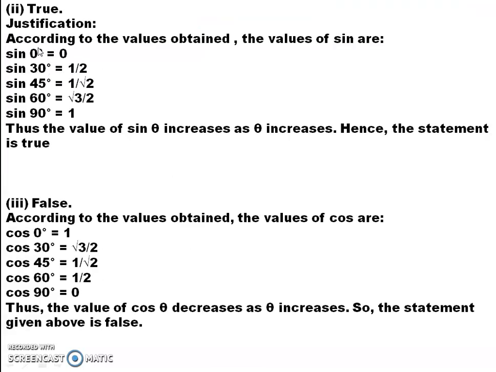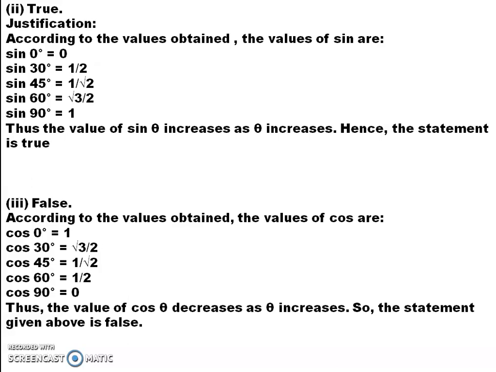See, here the angles increase: 0, 30, 45, 60, 90. What happens to the value? 0, 1 by 2, 1 by root 2, root 3 by 2 and 1. The value of sin also increases. So what is the conclusion? When the value of theta increases, the value of sin also increases.